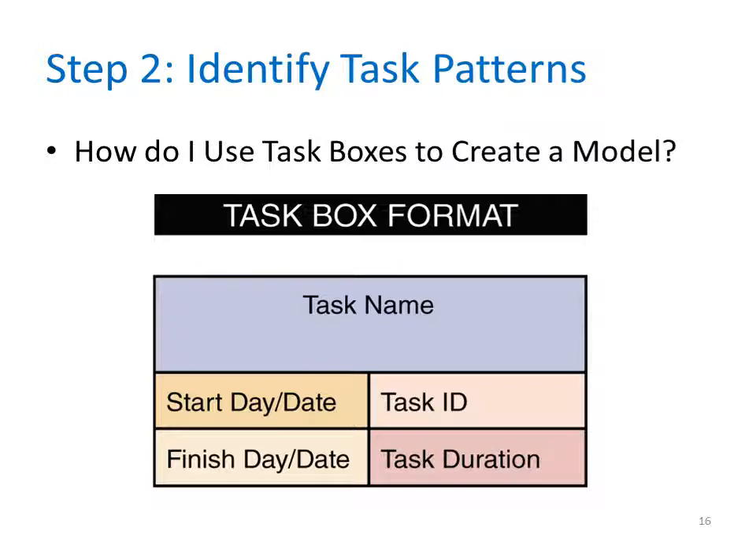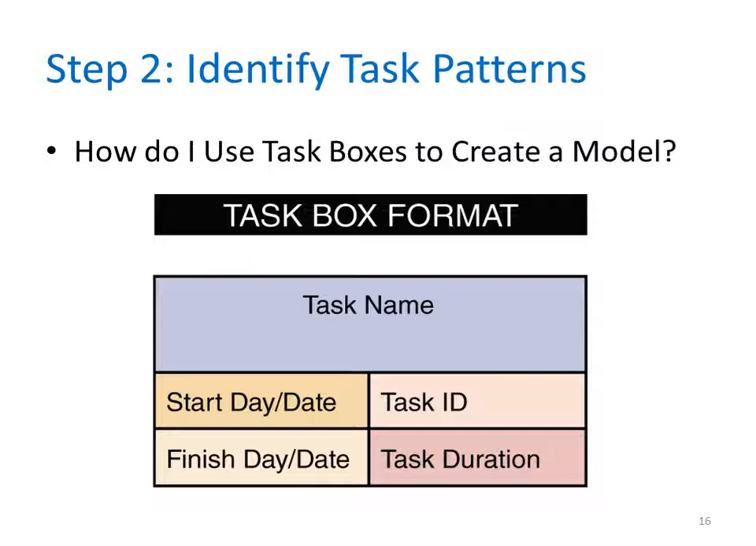In a PERT CPM chart, project tasks are shown as rectangular boxes like the one shown here, and arranged in the sequence in which they have to be performed. Each task box includes, as you can see, a task name, ID, duration, start date, and finish date. Now the task name should be descriptive, but it doesn't have to be unique. So for example, conduct interviews. You might actually use that task name again.